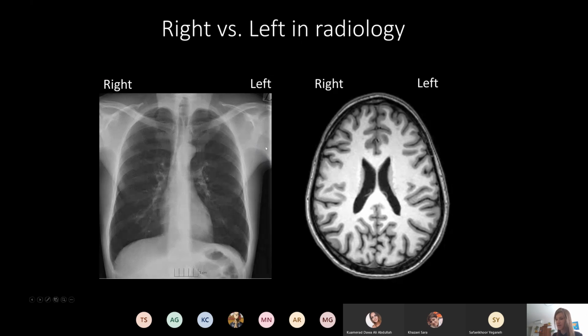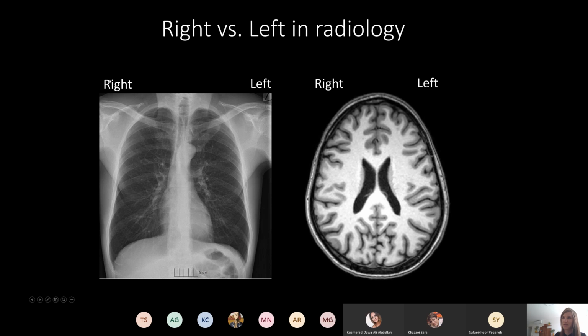Okay, so let's start with some basic concepts. One of the most important is left and right in radiology. It's always the same. In radiology, the right side is on your left-hand side, and the left side is on your right-hand side. So you have to imagine that the patient is facing you, and you're facing the patient.